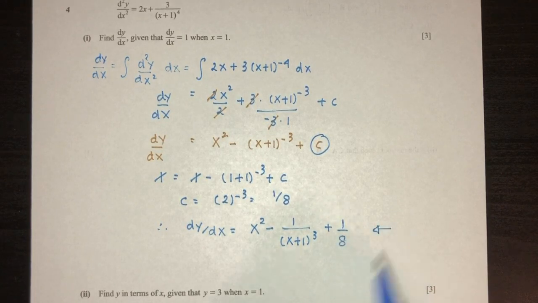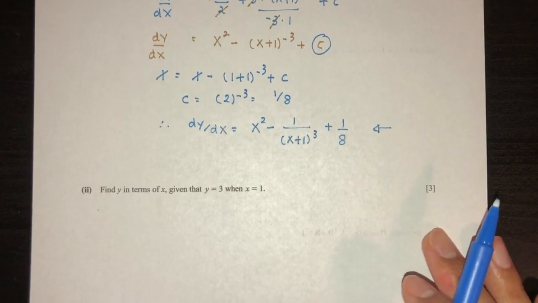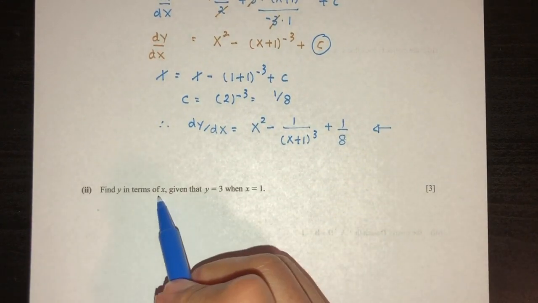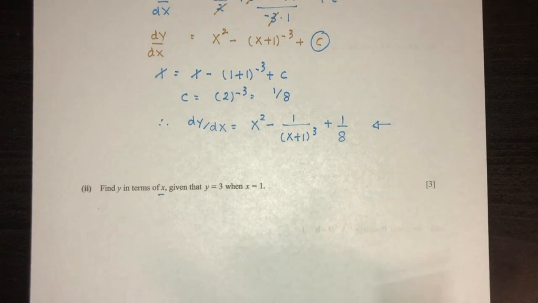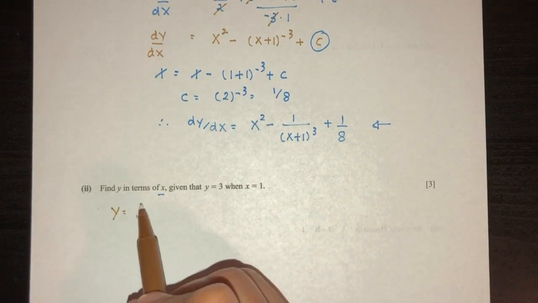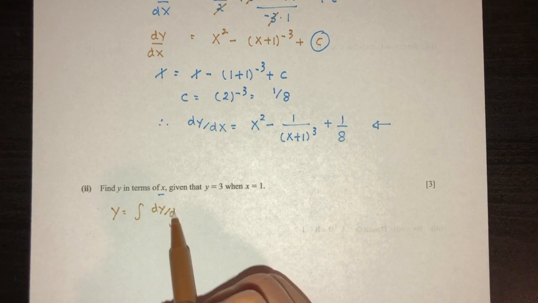And that is your answer for part 1, to find the value of dy by dx. Now for part 2, we have to find y in terms of x for those values. So we have to find y. So same steps. How do you find y? y will be integration of dy by dx.